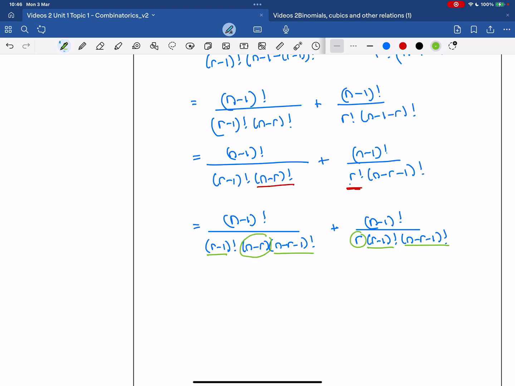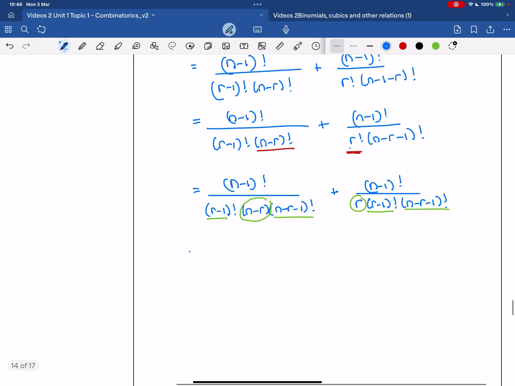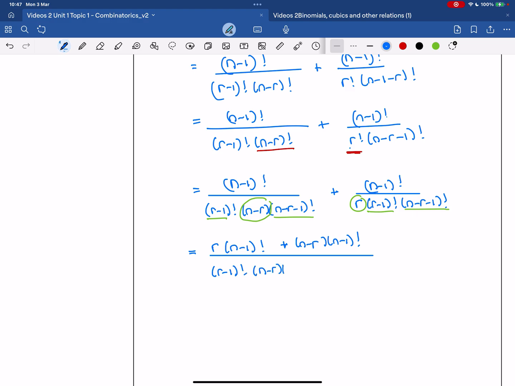So the only things that I need to multiply my numerators by to get to a lowest common denominator are my r and my n minus 1. So that gives me r times n minus 1 factorial plus n minus r times n minus 1 factorial, and now I've got myself a lowest common denominator, and that's going to be r minus 1 factorial, n minus r minus 1 factorial, times r. Okay.